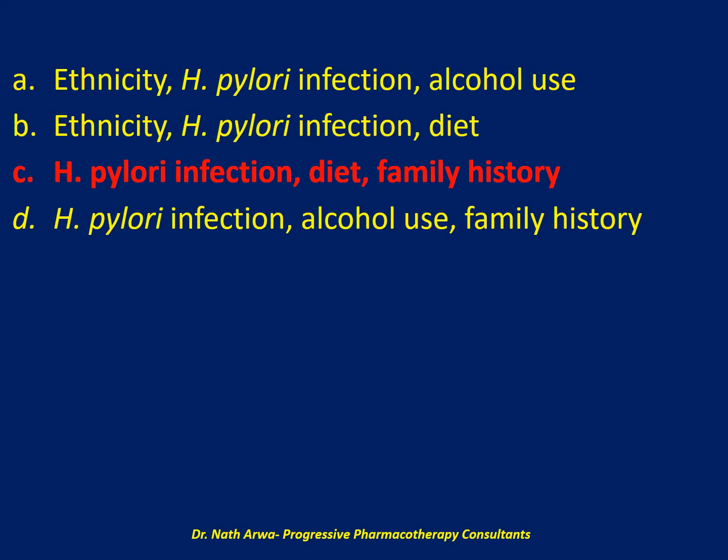They are H. pylori infection, diet and family history. Remember, H. pylori infection, a diet high in salted, fried or preserved foods and low in fruits and vegetables, and a positive family history are all risk factors for gastric cancer.